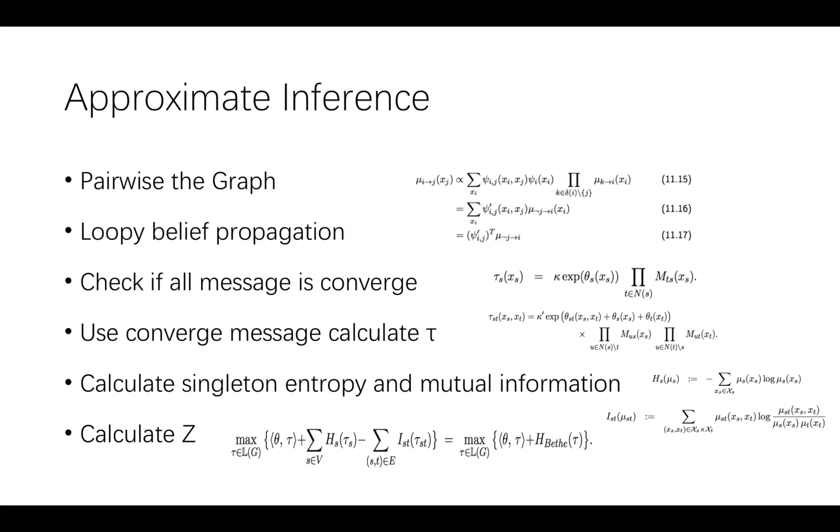Then I can do the belief propagation using this formula. To pass a message from i to j, use this formula. And then I randomly pick some nodes and run some iterations to check if the messages have converged. After it has converged, I use this formula to calculate the beliefs. Use the messages to update the table of phi, and then I can get H, the singleton entropy, and the mutual information. Then use this formula to calculate Z.